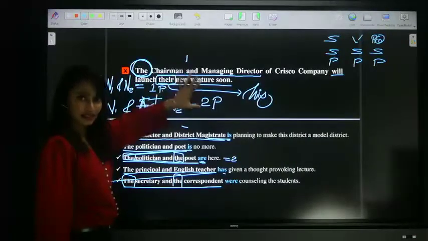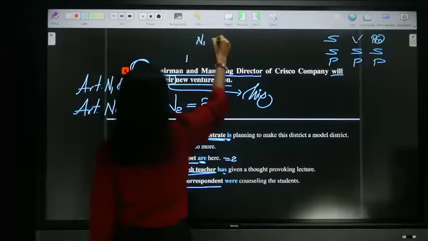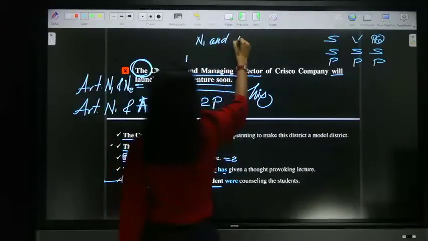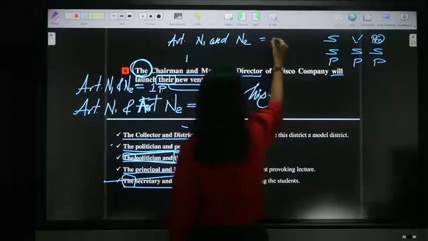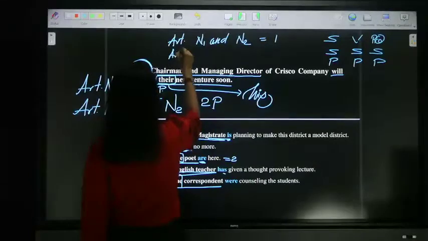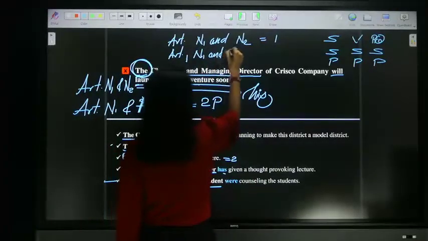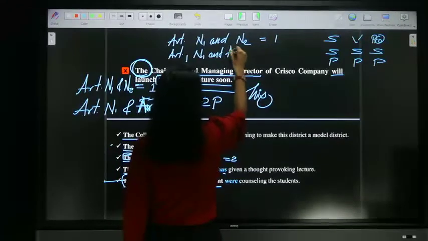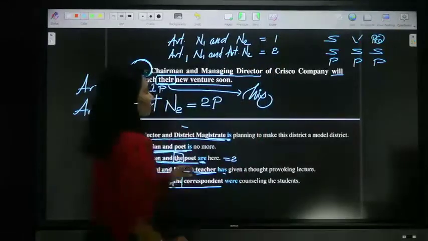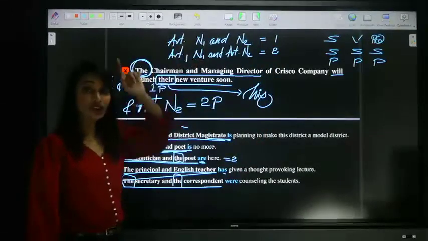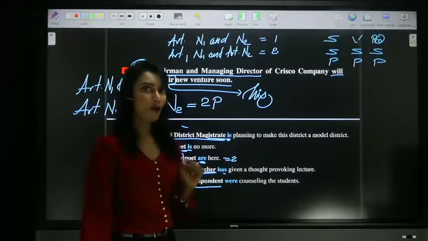So this is clear. Only one article before two nouns connected by and means only one person. If there are two different articles before two different nouns connected by and, it means two different people. So based on this, try to identify the correct number of the subject, whether it is singular or plural.